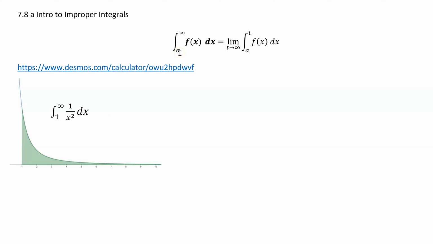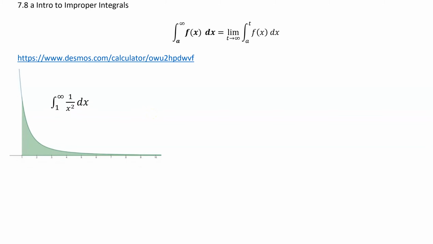So what we have is our integral of f of x dx from a to infinity. And so what we're going to do is take that and rewrite it as a limit as t approaches infinity, and then we'll place a t in the place of the infinity. And these are equal, so we can use this. So let's take a look at it.